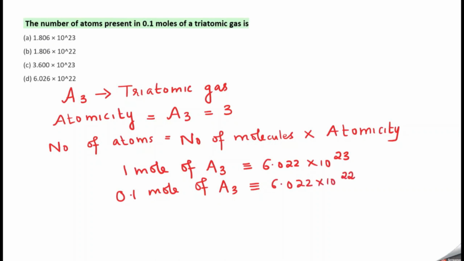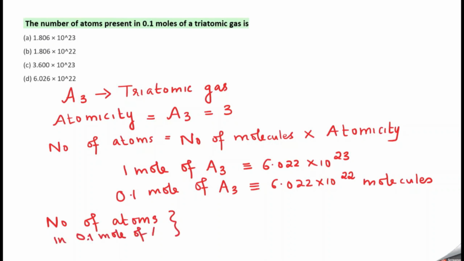Okay. Now we know the number of molecules, correct. Now how do we find the number of atoms? We will use the same formula. So the number of atoms in 0.1 mole of A3 is equal to, tell me, the number of molecules. We have calculated it: 6.022 into 10 power 22 multiplied by 3.